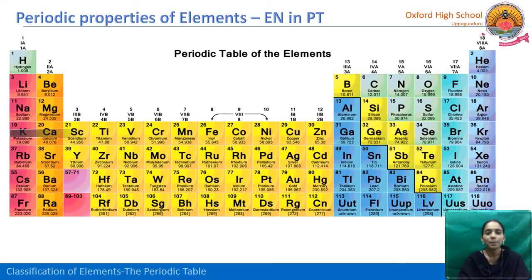Whereas in a group from top to bottom, we have seen that the number of shells increases and the nuclear charge also increases. Even though the nuclear charge increases, because the number of shells increases successively, these shells act as a shield. So the nuclear force of attraction is less towards the outer shells, and the tendency to attract the shared pair of electrons decreases from top to bottom. That is nothing but electronegativity decreases in a group.